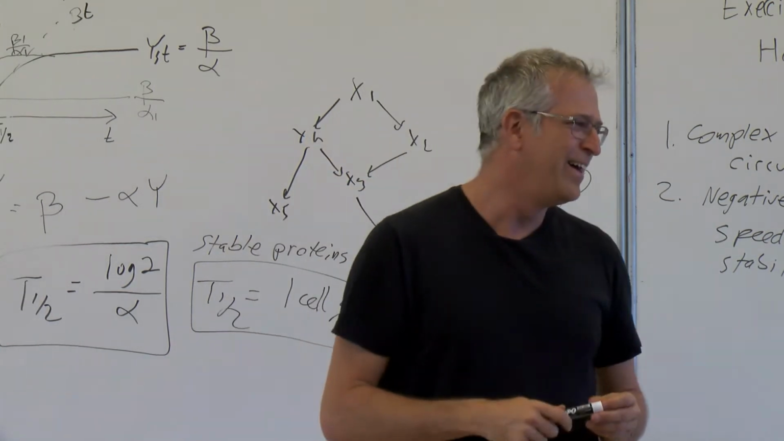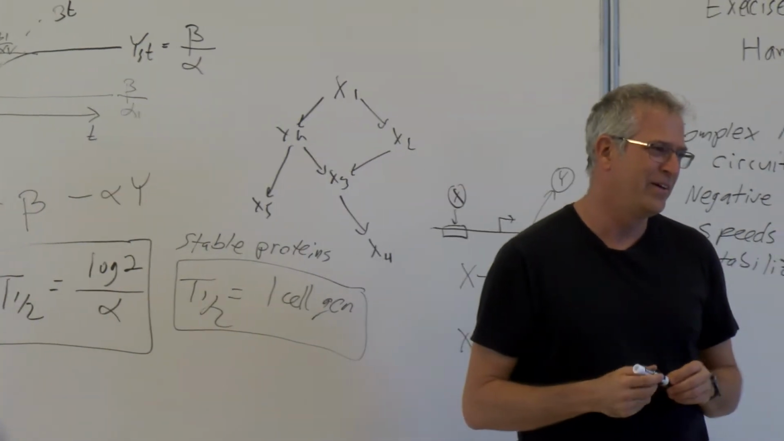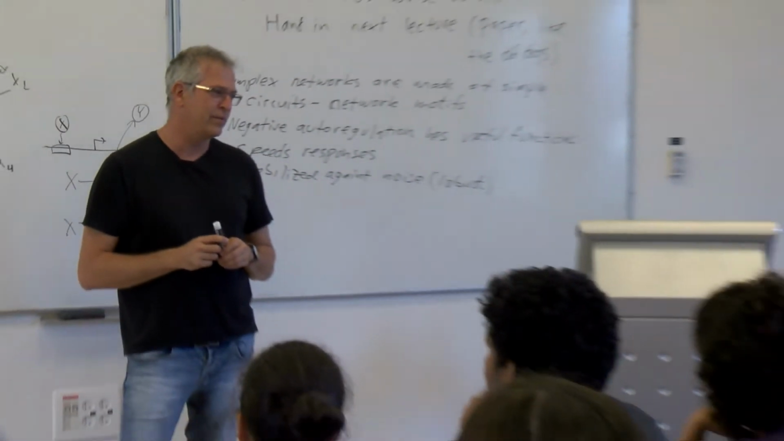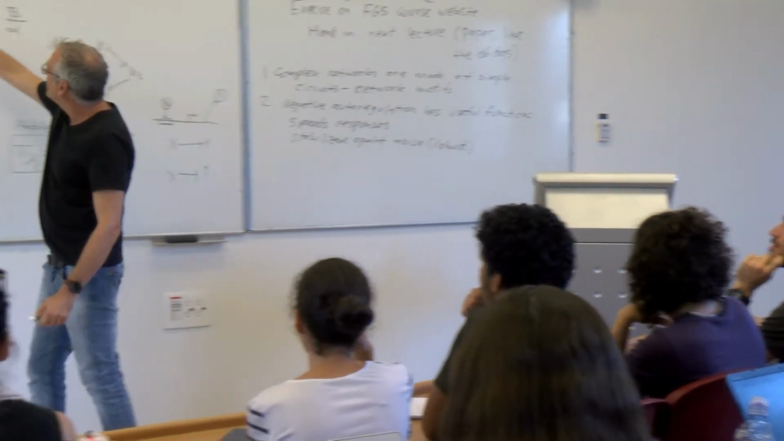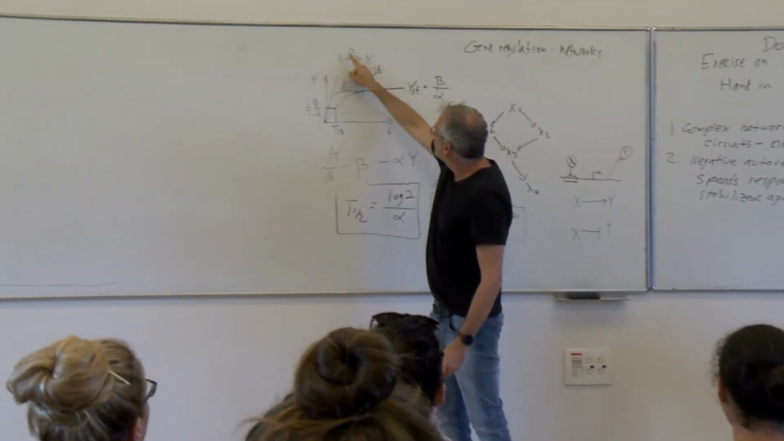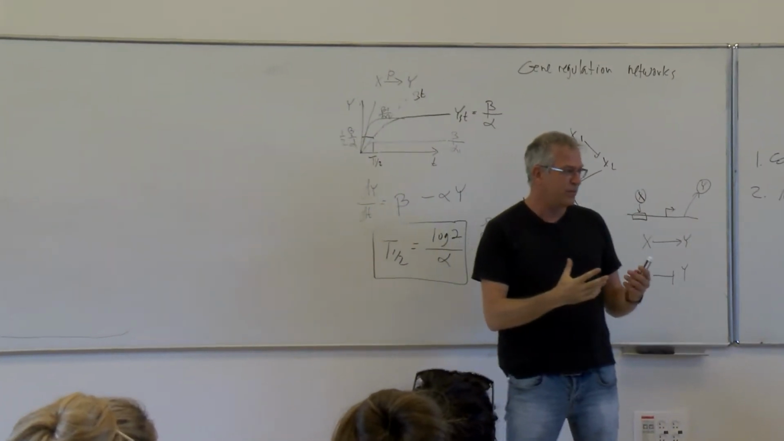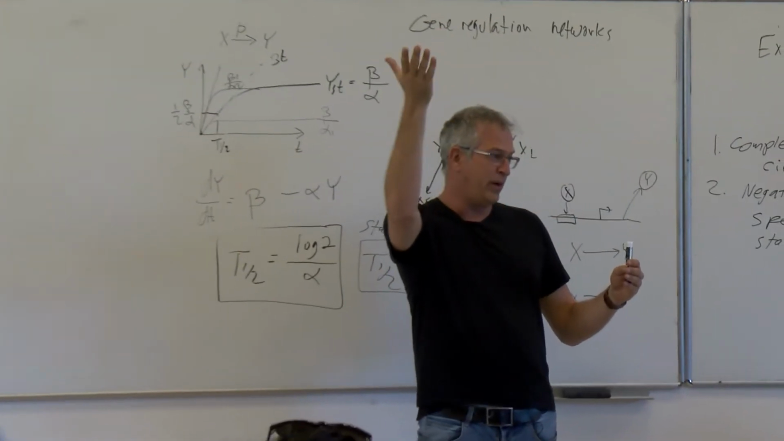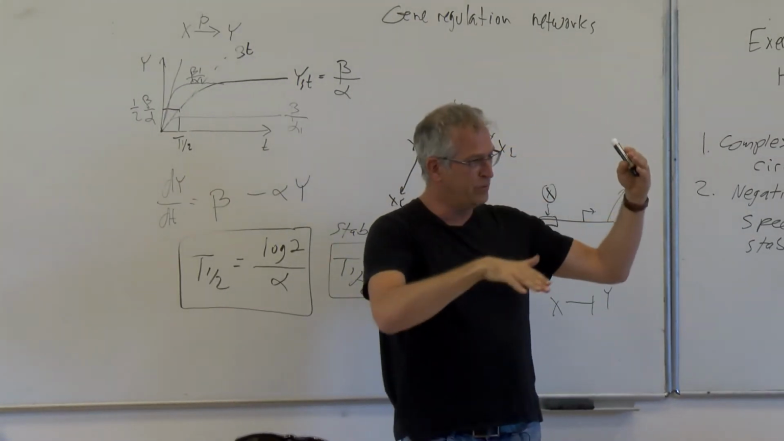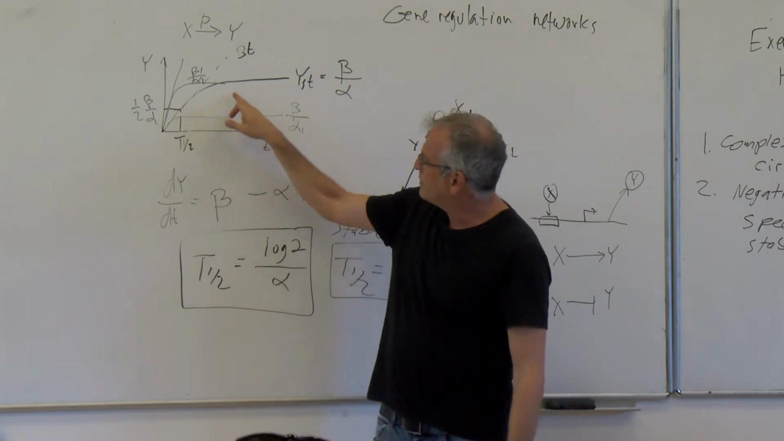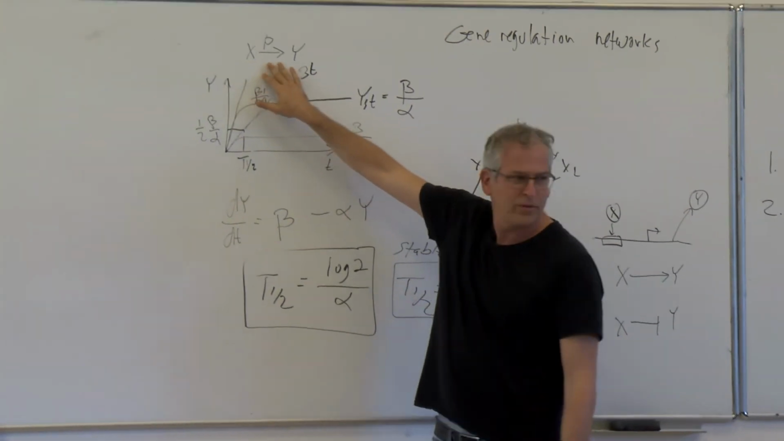Yeah. How is beta related to X? So the question is, how is beta related to X? There are these input functions. If X is an activator, beta increases with X. If X is a repressor, beta decreases with X. And in this exercise, I assume that beta is constant over time.